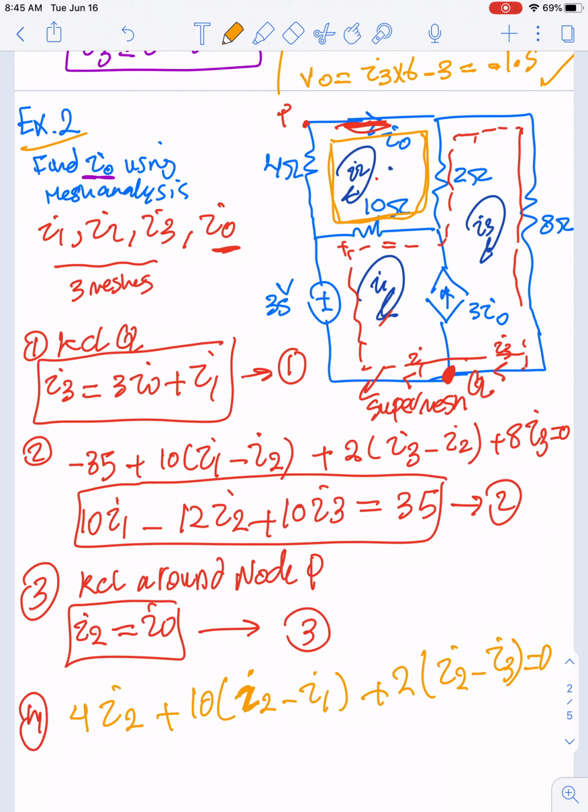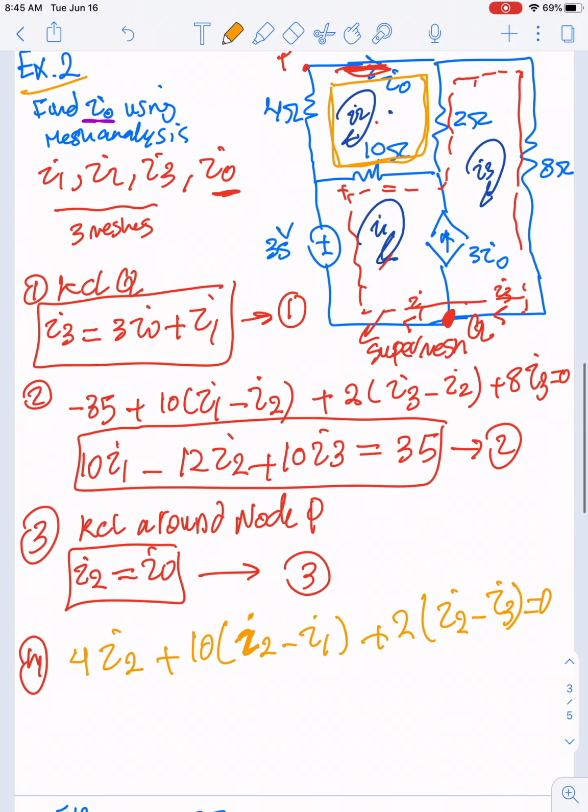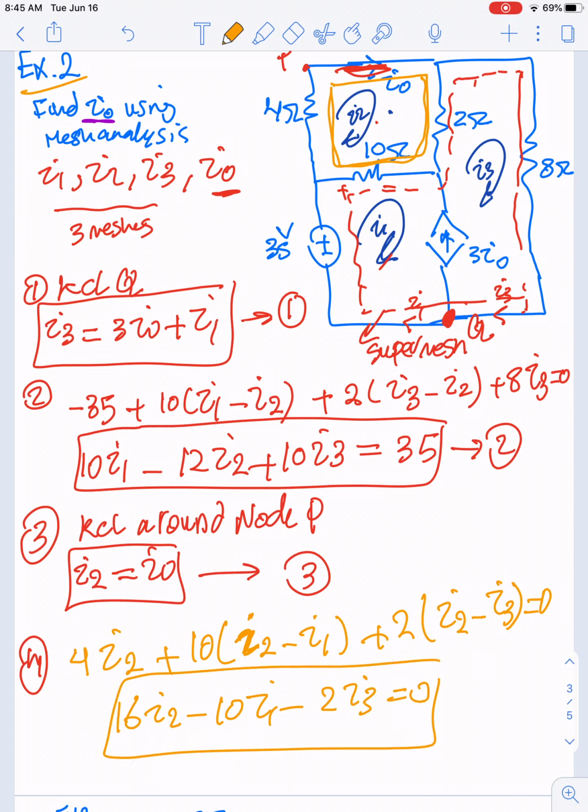So this is the last equation, and we can reduce this equation to 16I2 minus 10I1 minus 2I3 is equal to 0. So this is the fourth equation. So we have here equation 1, equation 2, equation 3, equation 4.